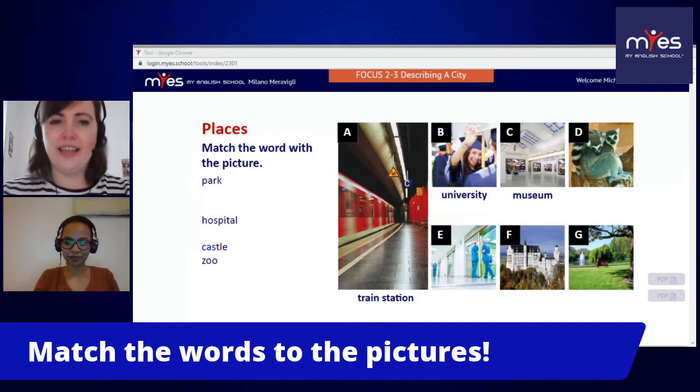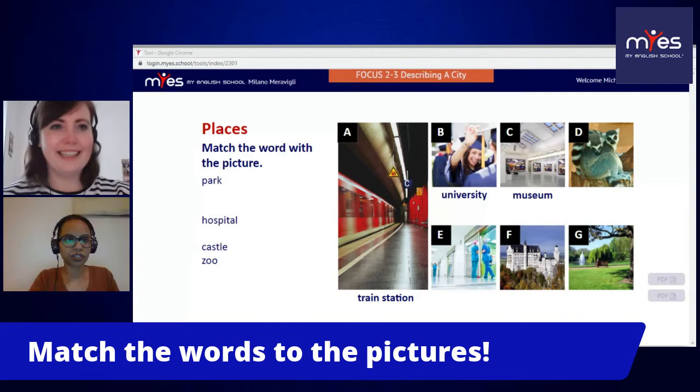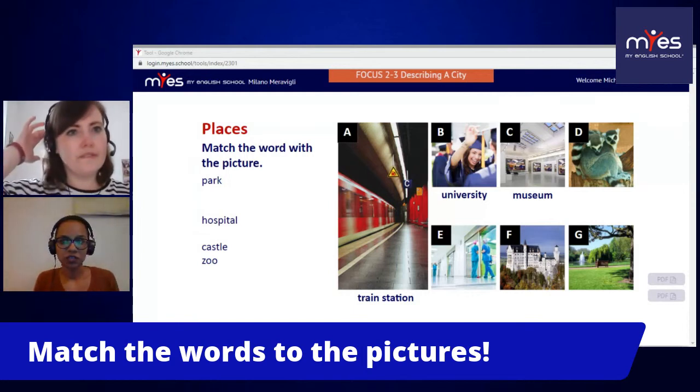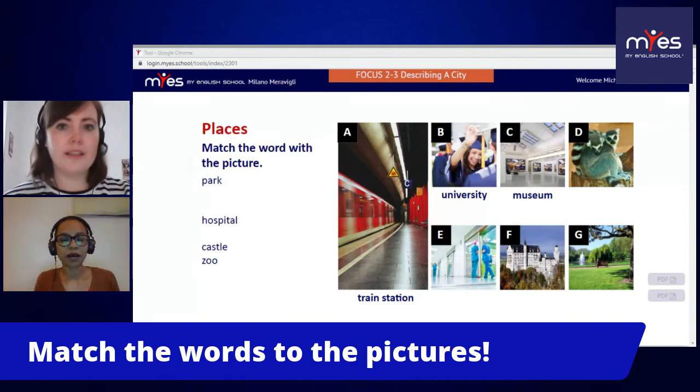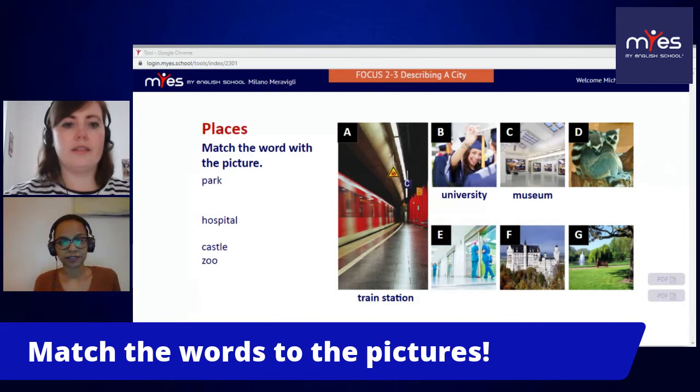I have a question, Michelle. What's the difference between a museum and a gallery? Ooh, that is a good question. So a museum, I believe a gallery is where you just have pieces of art, right? An art museum could be called a gallery, but museums in general have many different things.